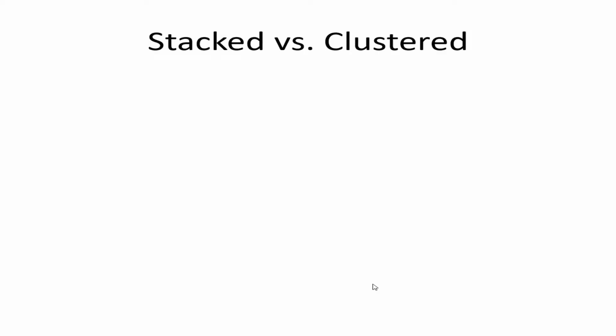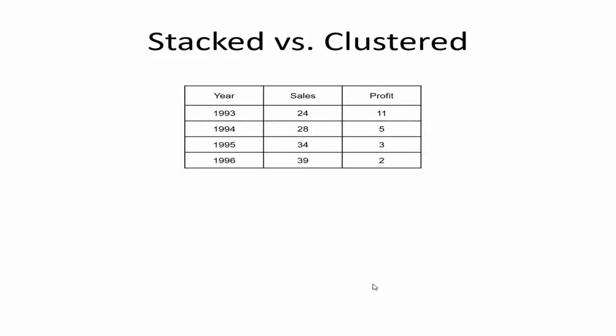The two most important subtypes of column graph are stacked and clustered, and this is an example that needs a lot of deep thinking. We like to present this table of a company that shows sales and profits with years. These years you have to look carefully. If the difference between years is the same, it goes 1993, 94, 95, 96. If the distance between years is the same, I am allowed to use a column graph for comparison. If they are not the same, column graph may not be a good idea.